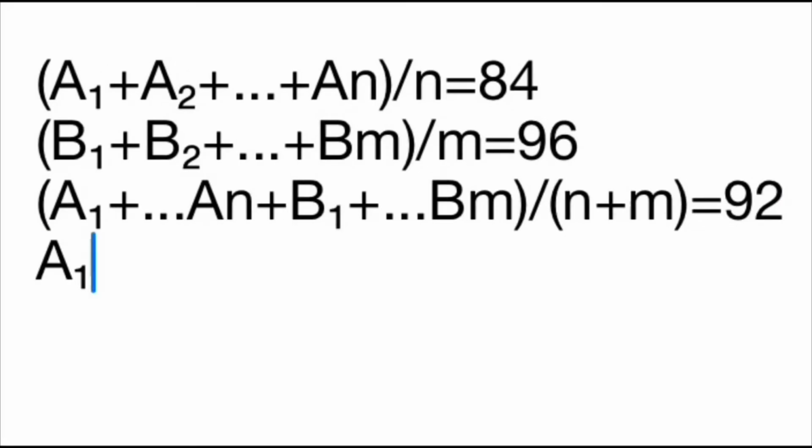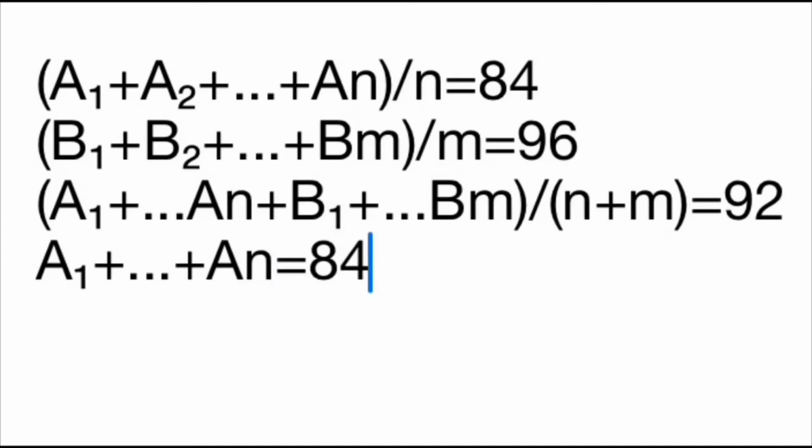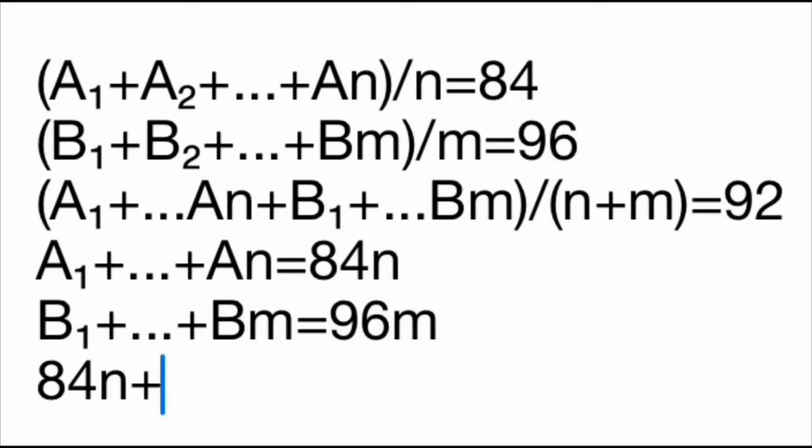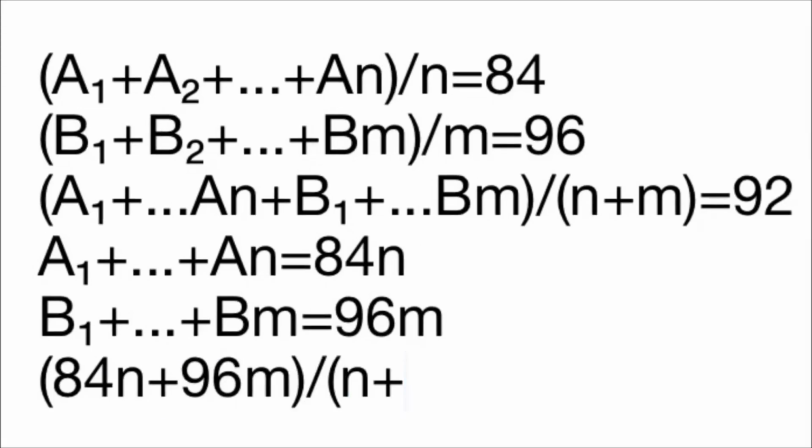AF1 plus AF2 plus etc. plus AFn is equal to 84 multiplied by n. And BF1 plus BF2 plus etc. plus BFm is equal to 96 multiplied by m. So 84 multiplied by n plus 96 multiplied by m, divided by n plus m, is equal to 92.